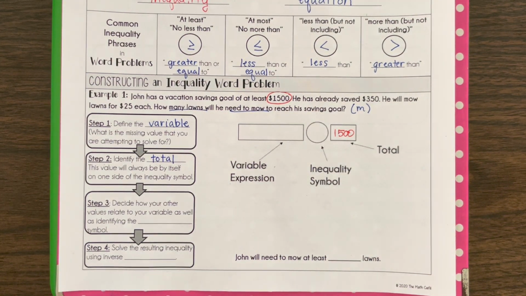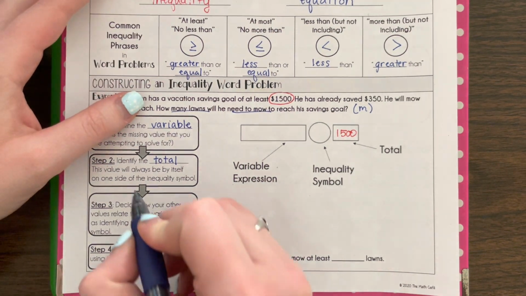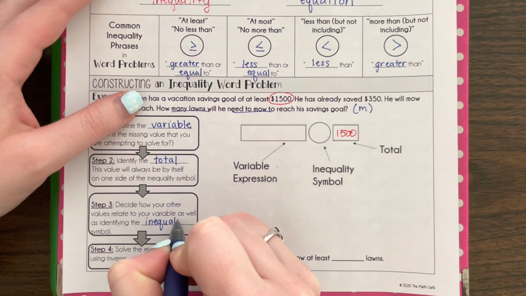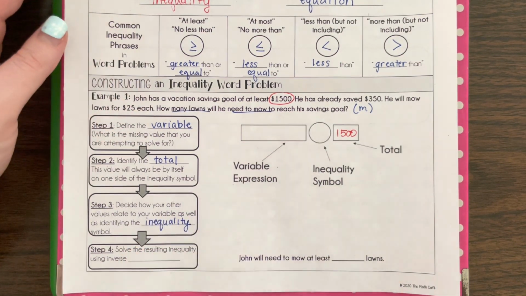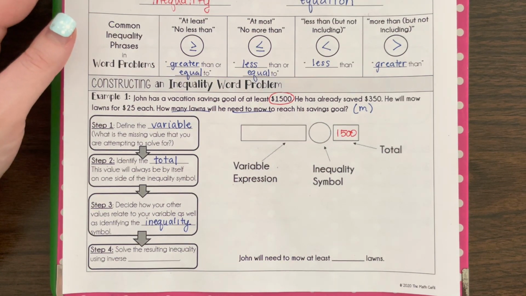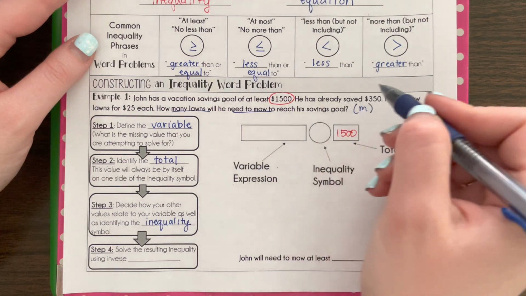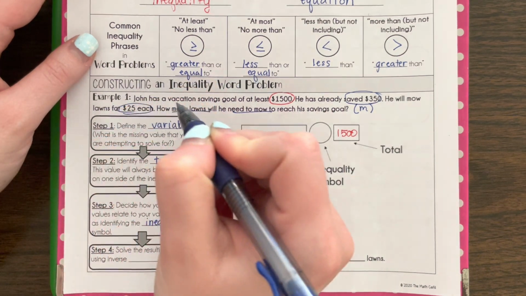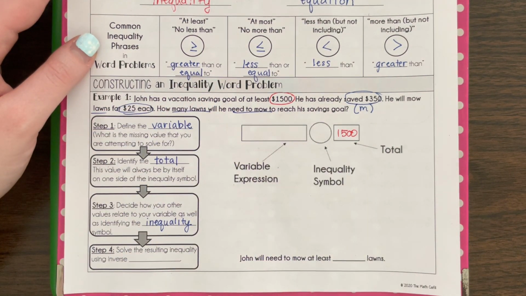Now step number three, we decide how the other values relate to our variable, as well as identifying the inequality symbol. So we figure out how everything relates and the inequality symbol. Let's look for some other important information. It says he's already saved $350, and it says he will mow lawns for $25 each lawn.